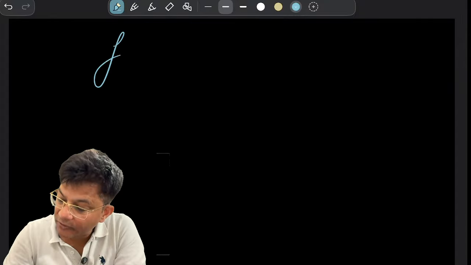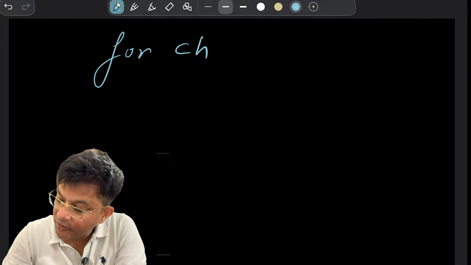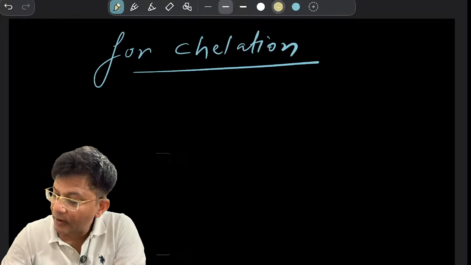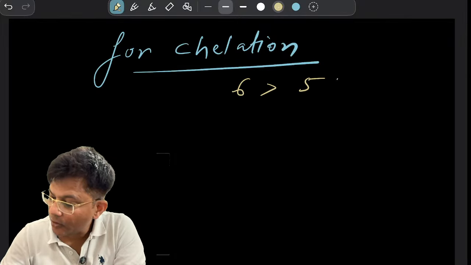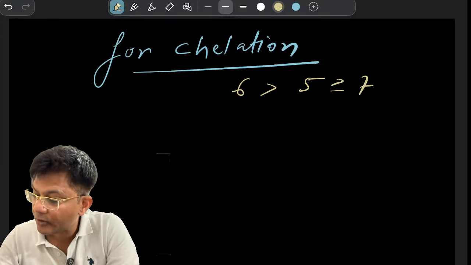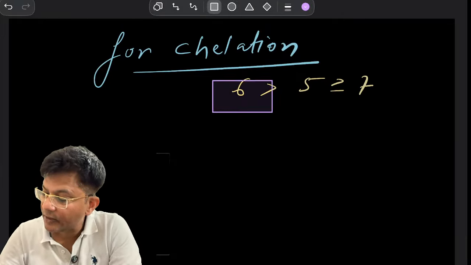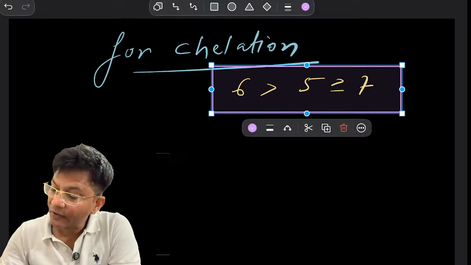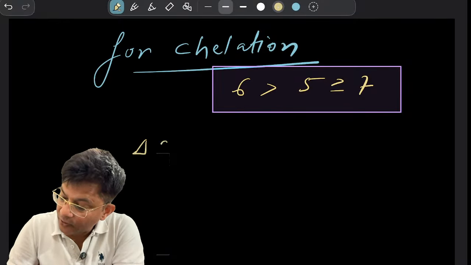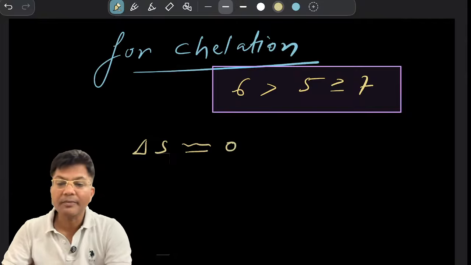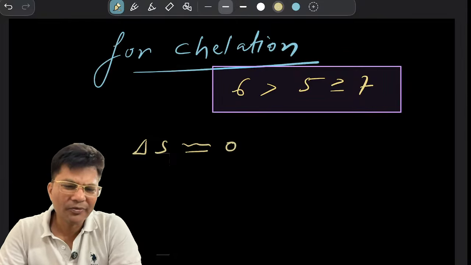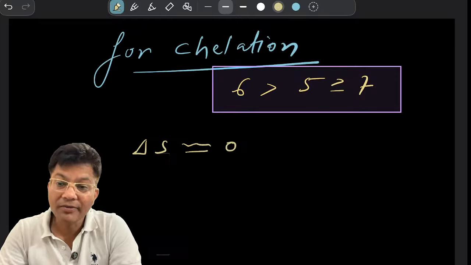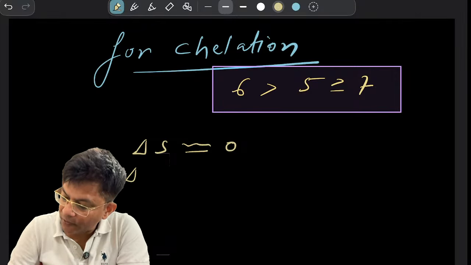Always remember that for chelation, the ring formed should be either a 6-membered, 5-membered or 7-membered ring. No other ring formation will be favored. These rings are given preference. During ring formation or chelation, delta S, the change in entropy, is approximately 0. Why approximately 0? Because there are a number of entropies like translational, rotational, vibrational degrees of freedom. And delta H because of bond formation is negative.